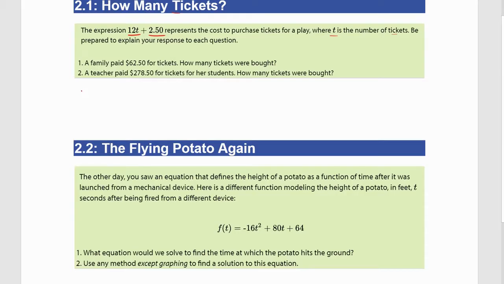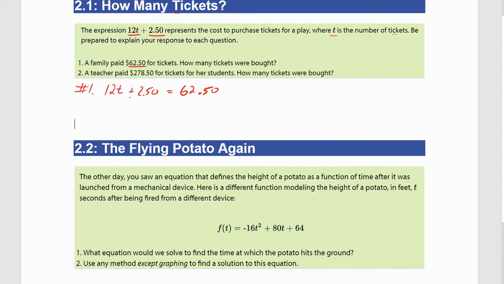So number one, a family pays this much. How many tickets were bought? So I'll go ahead and do that down here. We have 12t plus the 2.50 fee, right? And they ended up buying $62.50 worth. Now, the goal is to try to get your variable all by itself to get it isolated.